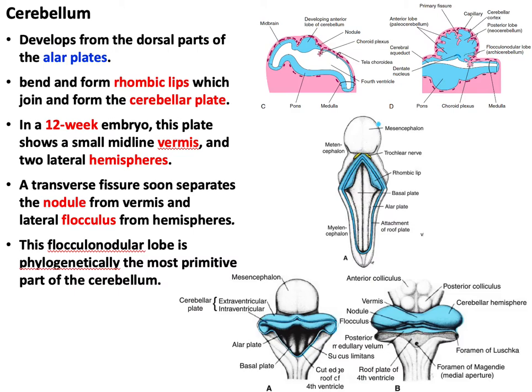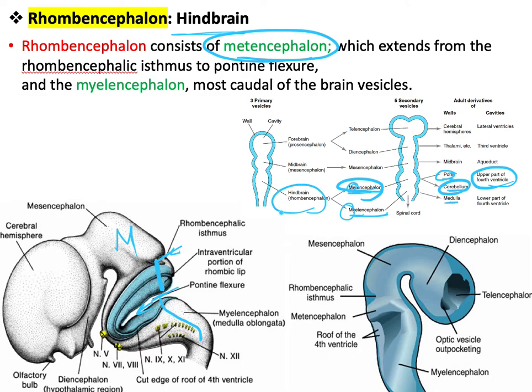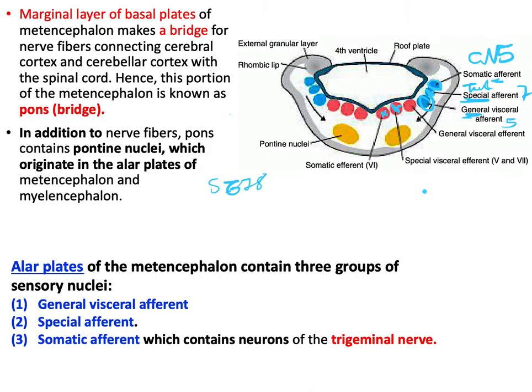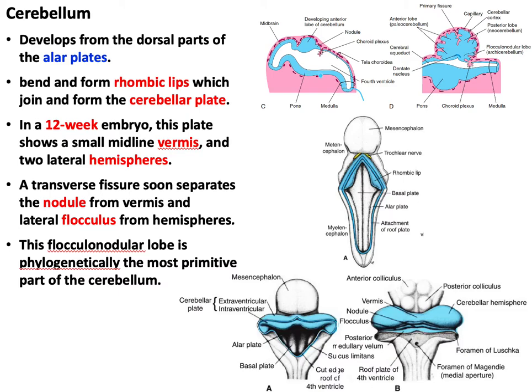Now, cerebellum. Let me remind you here that the metencephalon gives the pons and cerebellum. Now, let us talk about the cerebellum. So the cerebellum, my friend, originates from the dorsal part of the alar plate, right? Here you look posteriorly to the metencephalon and myelencephalon, and you remember the cross section: basal plate and alar plate. So here you see the basal plate now, and also the alar plate, and also the roof plate here. So the cerebellum originates from the dorsal part of the alar plate, right?